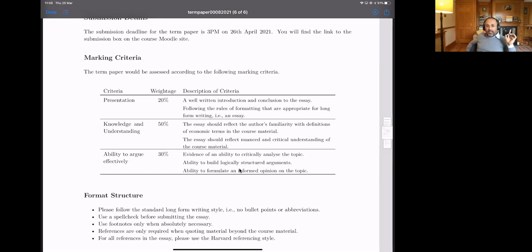The main thing for the essay is that 50% of the mark is knowledge and understanding of the course material. So the essay should reflect the author's familiarity with the definitions and economic terms in the course material.